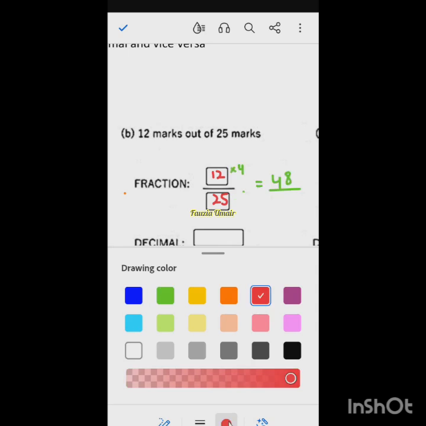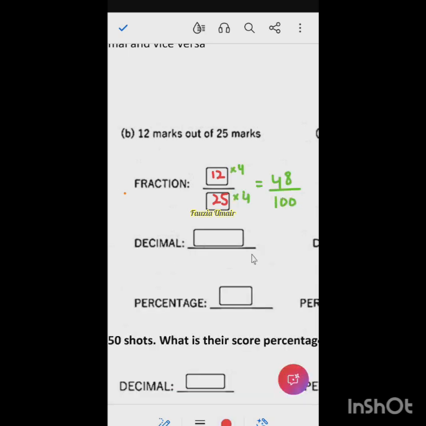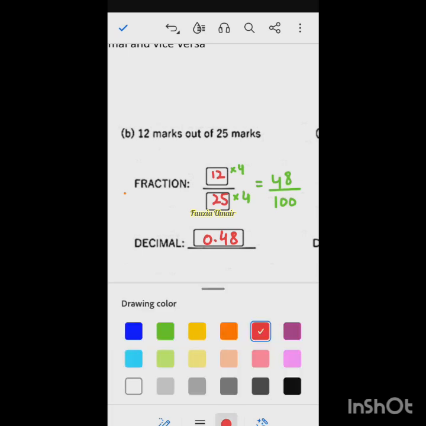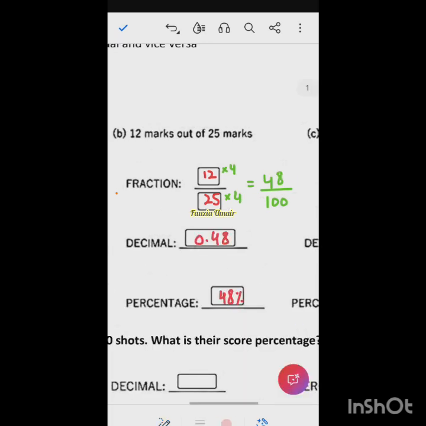What is the decimal? 48 by 100. 0.48. Very good. And then it is percentages. 48%. Very good. 48%. Right?